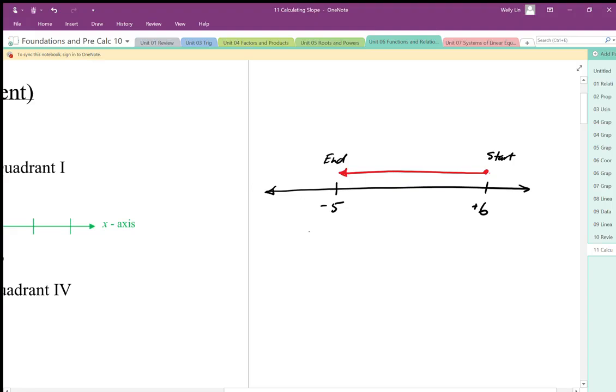So if we do end minus the starting position, that gives us something called displacement, which is distance between the points and the direction. So the end position is negative 5. I'm going to subtract the starting position of positive 6, and that gives me my displacement. In this case, the displacement will be negative 11. Okay, so I went 11 to the left.